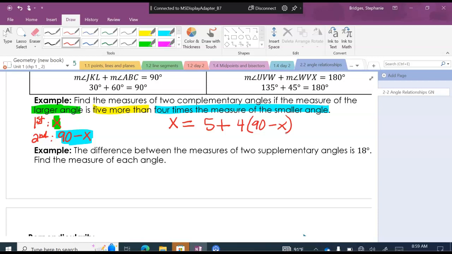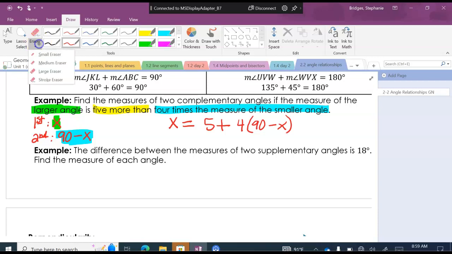We're good? Okay. All right, then I need to divide by 5. So x is equal to, let's see, and it goes in 73. Is that right? So one of my angles is, guess what? How many degrees? 73 degrees.